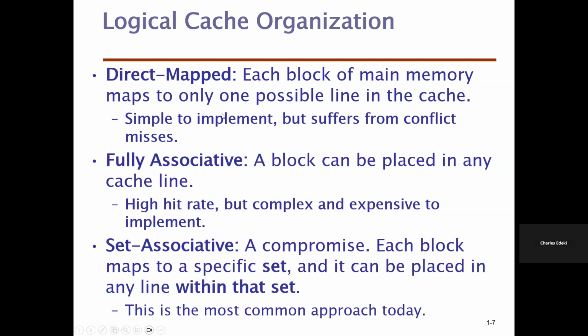So for direct map, the keyword is mapped to only one possible line in the cache. Each block of main memory maps to only one block. With fully associative, the block can be placed anywhere, in any cache line. Then the most compromised is set associative. Each block maps to a specific set, and it can be placed in any line within the set. And that's the most common one.